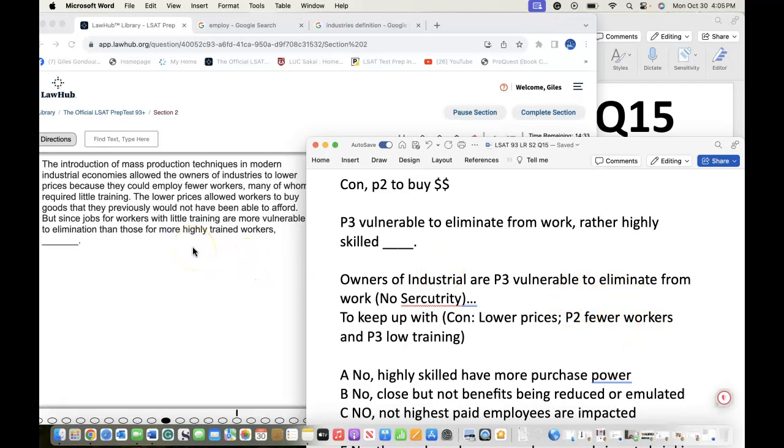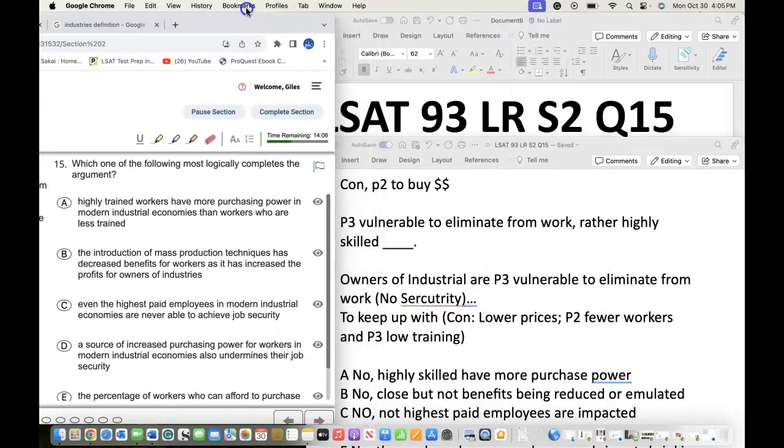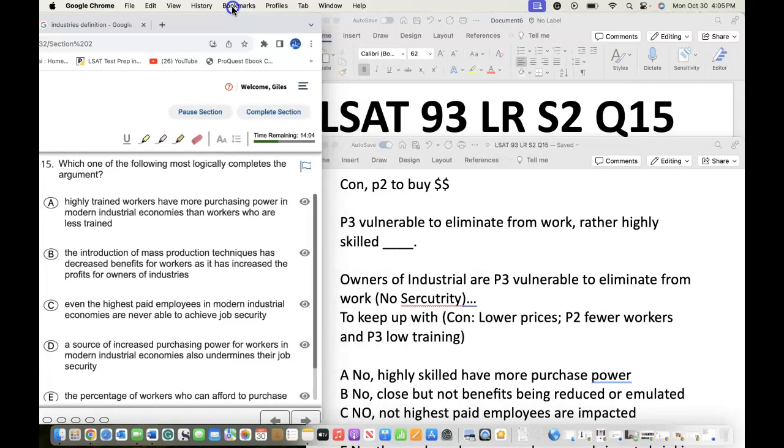So basically, we're trying to find how they would logically complete this, and that's kind of the way I look at it right now: the industry owners, because of this decision on lowering prices, their method creates a vulnerability for the workers in their position of having that job, kind of like their sense of security. So let's see if we can find an answer choice that matches what we're communicating about.